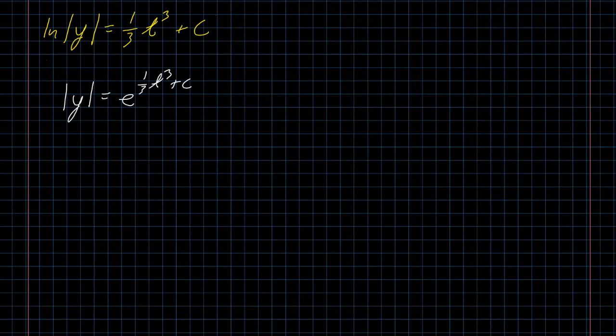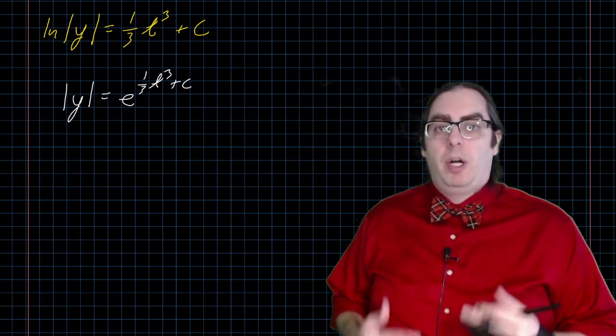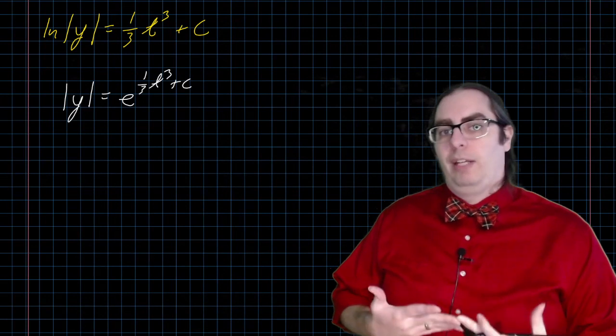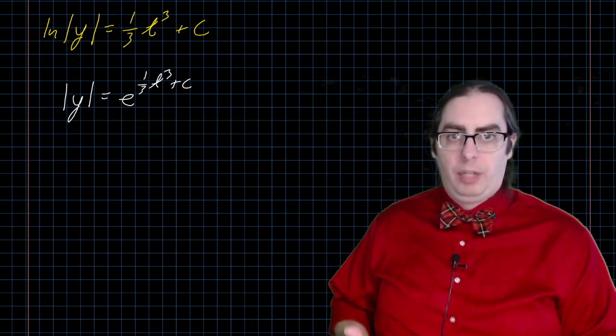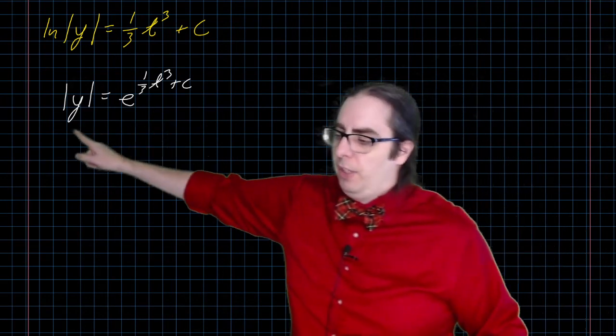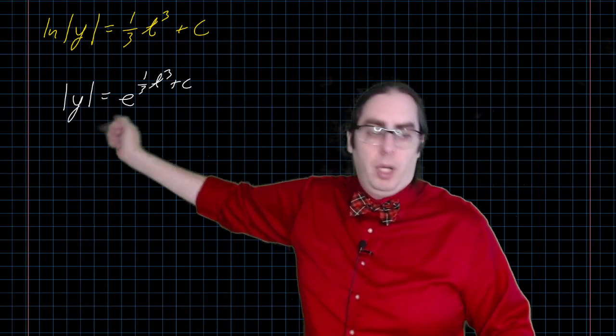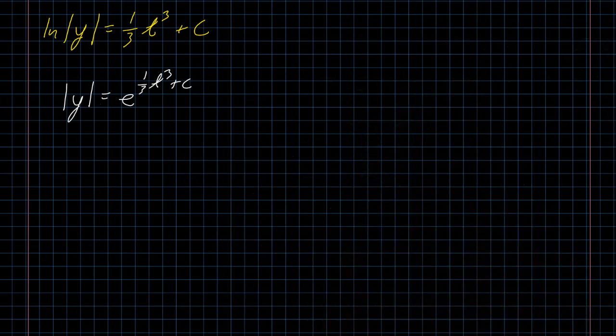First of all, if the absolute value of y is equal to this thing, property of exponentials that you should be familiar with, e is a positive number. A positive number raised to any power is another positive number. So the right-hand side here is always positive, which is great because on the left-hand side, I have an absolute value. Y itself could be either positive or negative. So to extend out and talk about my family of functions, y itself is plus or minus e raised to the 1/3 t cubed plus c power.